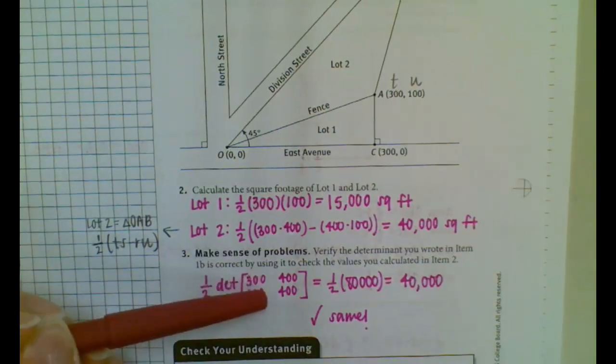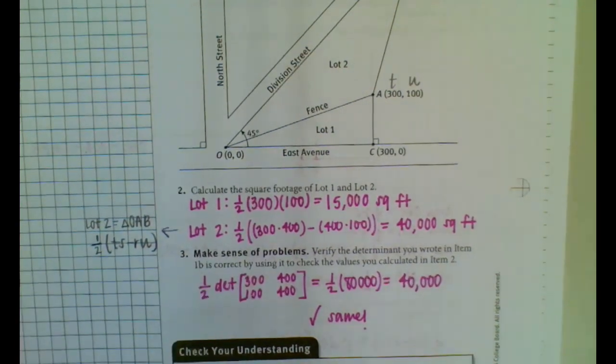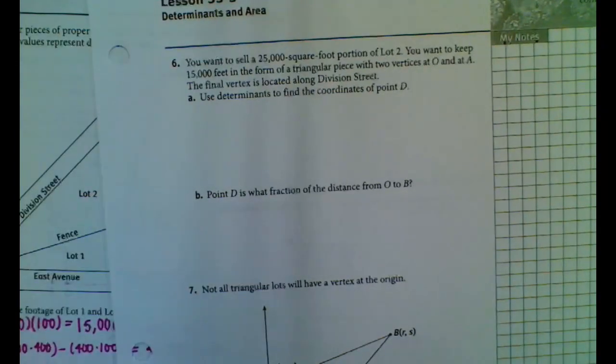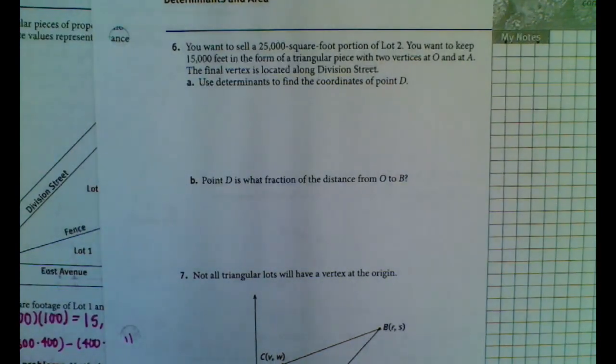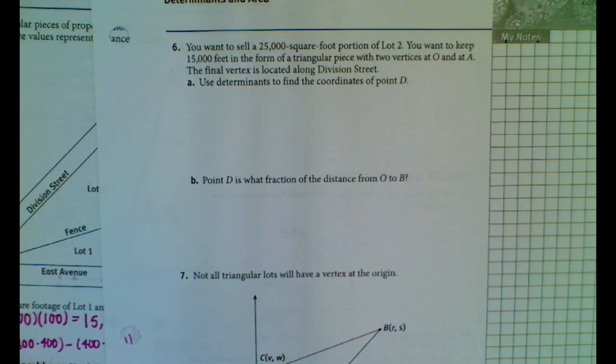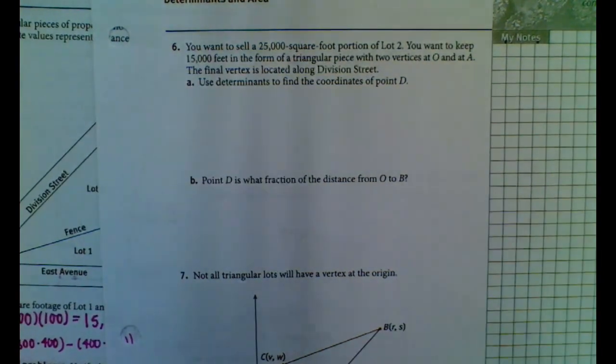This was point TU and this was RS, in case you were wondering where those came from. Alright. Number 6. I still am going to need this paper. So in number 6, we said 25,000 square foot portion of lot 2. You want to keep 15,000 feet in the form of a triangular piece with 2 vertices at O and at A. The final vertex is located along Division Street.